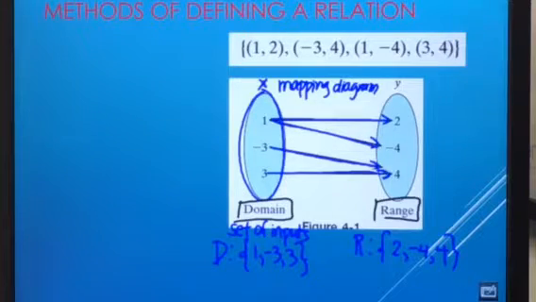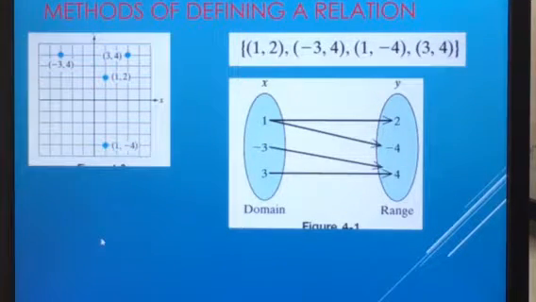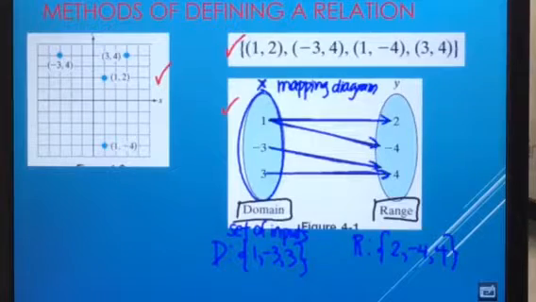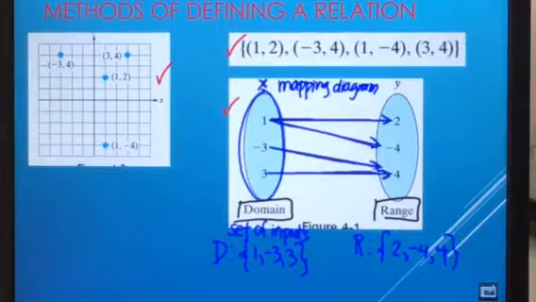Now another method of defining a relation would be in the form of a graph. Now notice all of these relations. This, and the mapping, they are actually all the same relation, just represented in different ways.